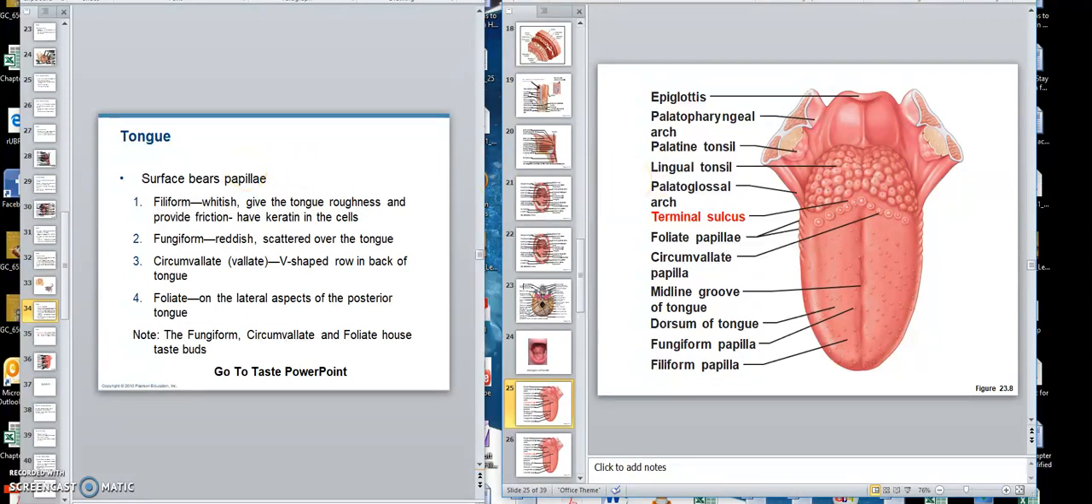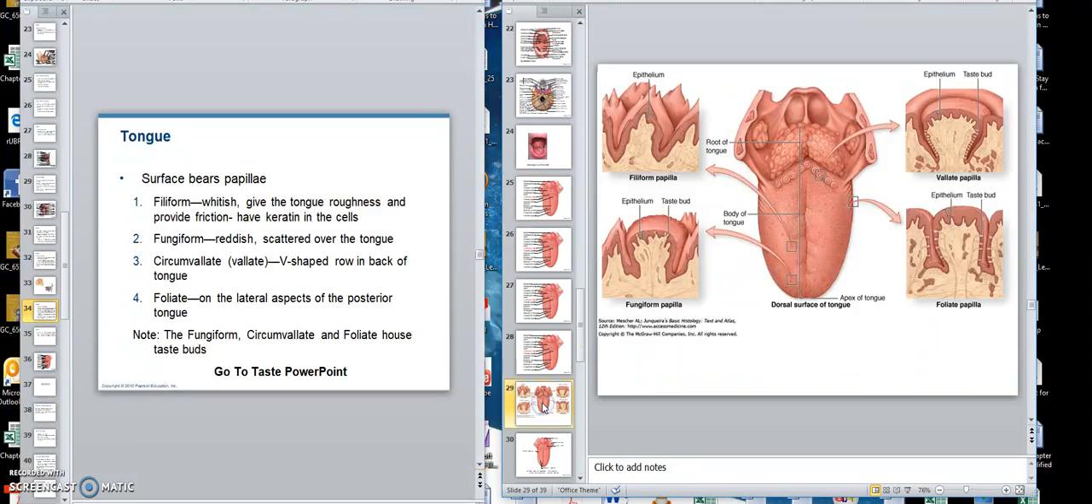So you have these different papillae on the tongue. Here are these papillae. You have filiform, fungiform, vallate, and foliate. Some call these circumvallate. The filiform, or whitish ones, give the tongue a roughness, provide friction, have keratin in the cells, but they don't do any taste.